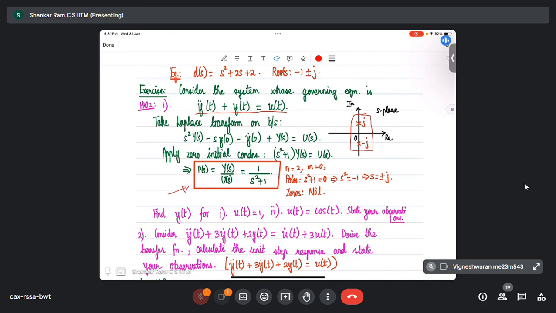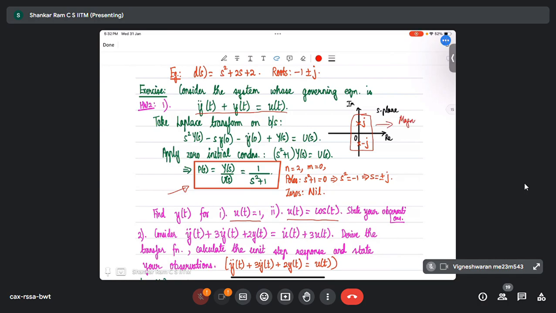I want you to find y of t for u of t equal to 1 and u of t equal to cos t. Obviously, from the result that we learned, when u of t is the step input for this particular system, the output will be bounded, right? But for u of t equal to cos t, what do you think will happen to the output? It will become unbounded. Why? Because the magnitude of the pole is 1, right?